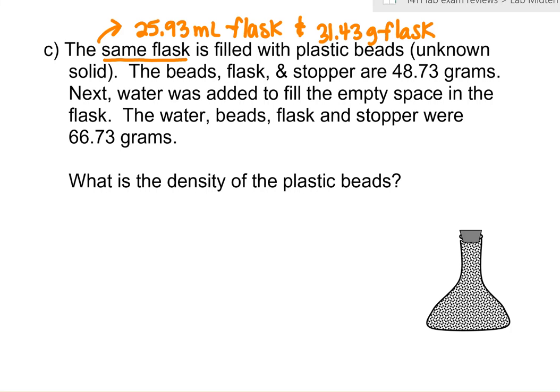For the second part of the experiment, we're going to determine the density of an unknown solid. This is after you've done the first part with the liquid. When you did the first part with the liquid, you also determined the volume of the flask using water, and you already have the mass of the flask. So I just copied those from the last part.